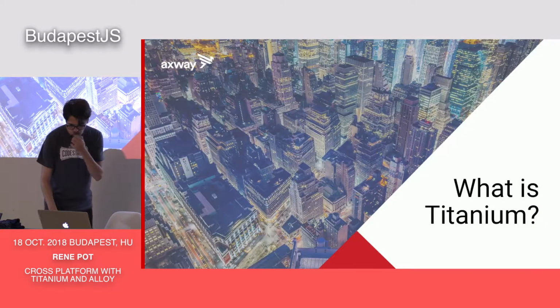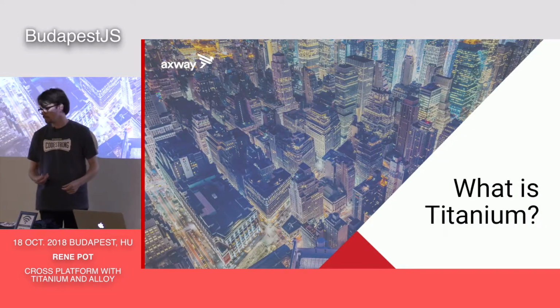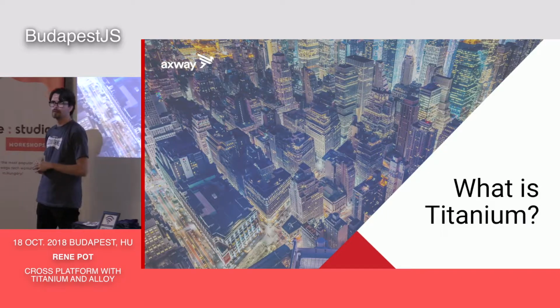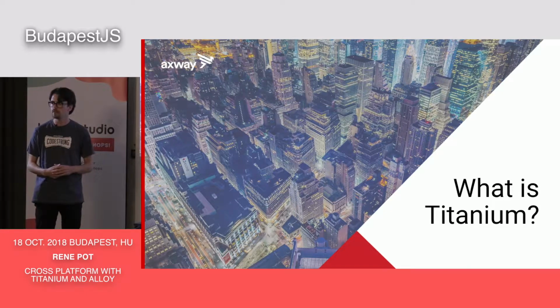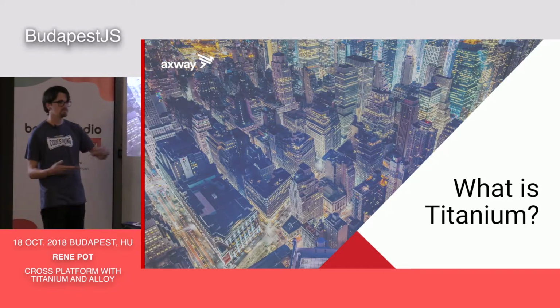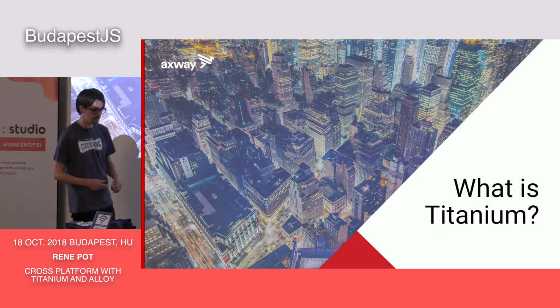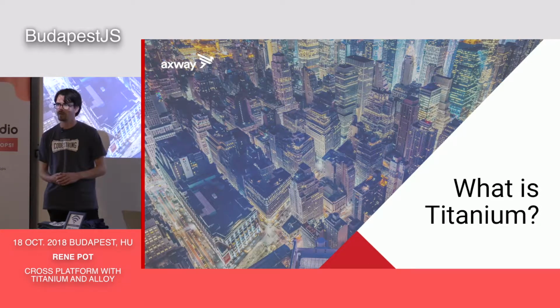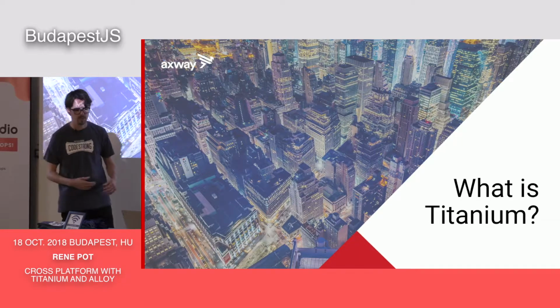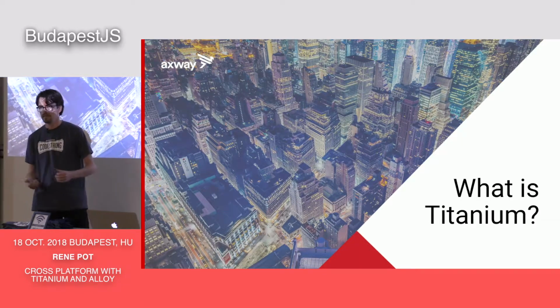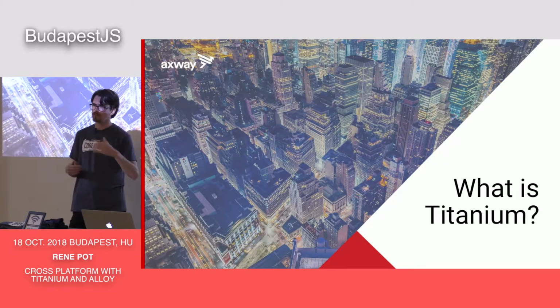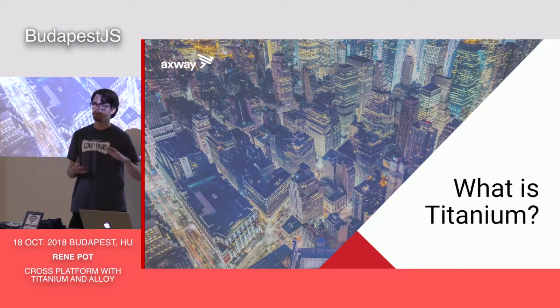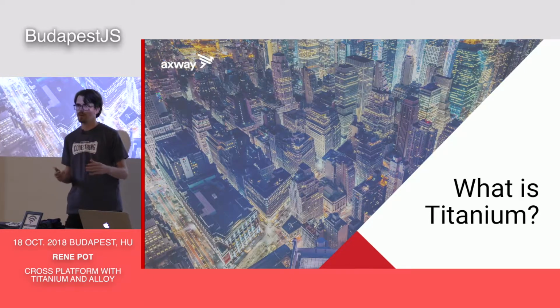So let's start with what is Titanium. And most of you probably know React Native, right? You build mobile apps for iOS and Android in JavaScript. You compile. You got native apps, and not those hybrid apps like PhoneGap, where it's still HTML in the background, but actual native apps. So Titanium is like React Native. If you look at it at a level like that, both you write it in JavaScript, both compile to a native app with a JavaScript interpreter in between.